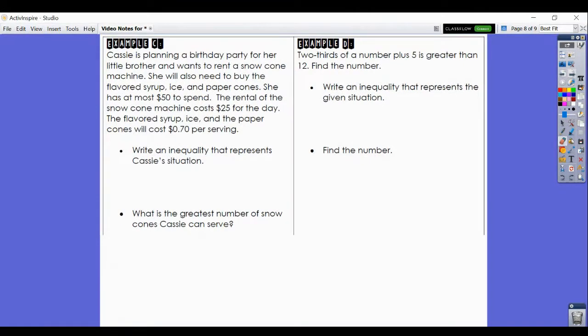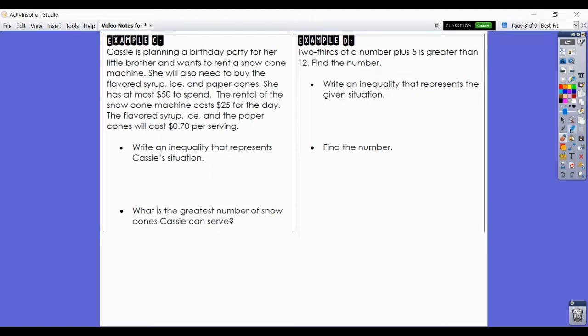Example C, Casey is planning a birthday party for her little brother and wants to rent a snow cone machine. She will also need to buy the flavored syrup, ice, and paper cones. She has at most $50 to spend. So that's the money she's willing to spend on the party, but no more. So 50 she can spend. 49 she could spend, maybe save some money, go to 40, but she can't spend and doesn't have the money to spend over 50. If she just has a $50 bill, can't go over that. Can be under that, that's why it's a less than or equal to.